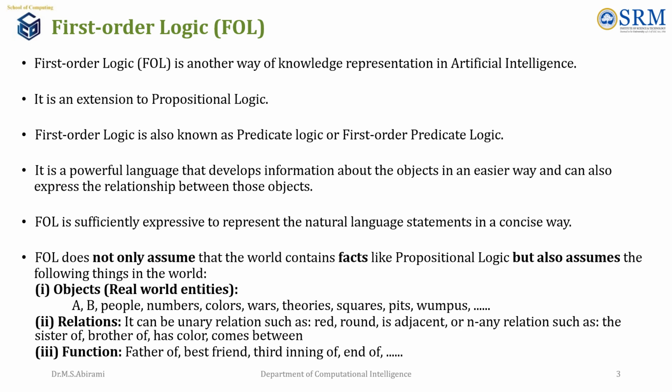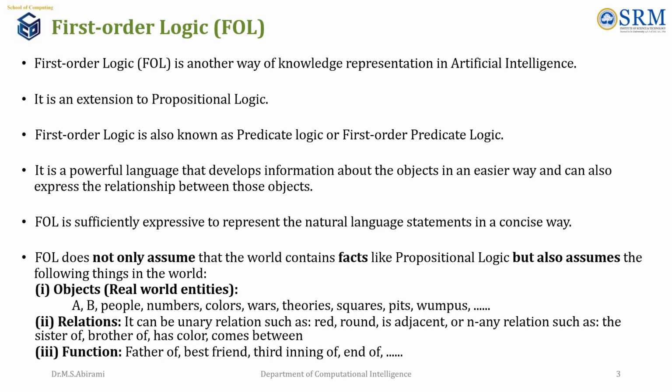First order logic is another way of knowledge representation in artificial intelligence. It is an extension to propositional logic. First order logic is also known as predicate logic or first order predicate logic. It is a powerful language that develops information about the objects in an easier way and can also express the relationship between those objects. FOL is sufficiently expressive to represent natural language statements in a concise way.